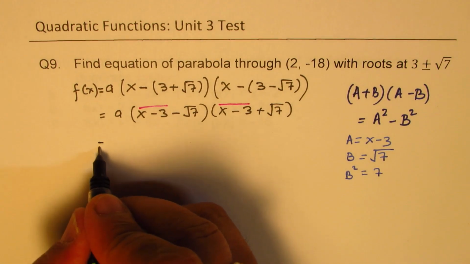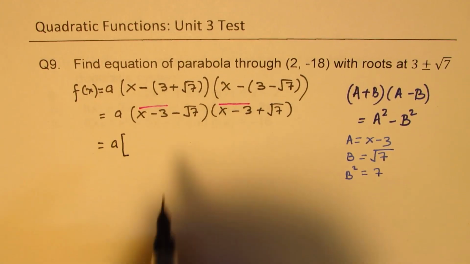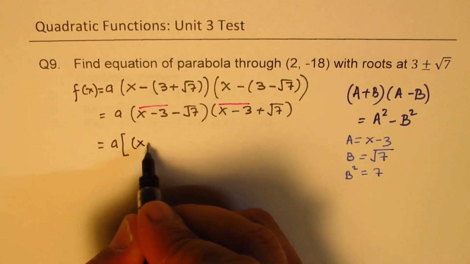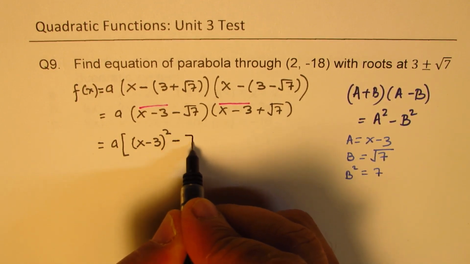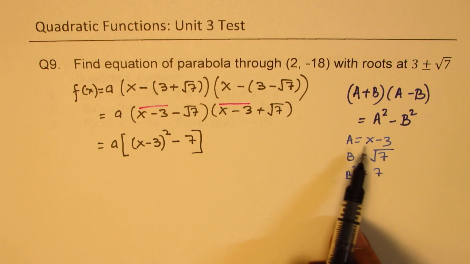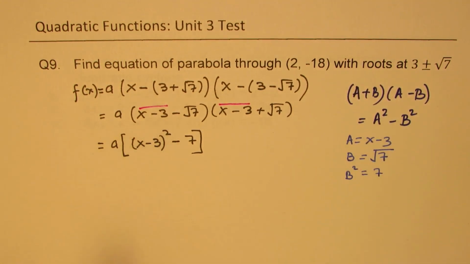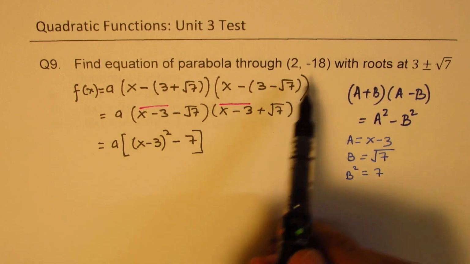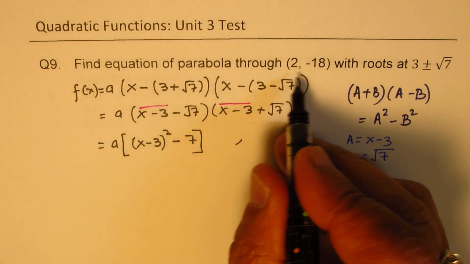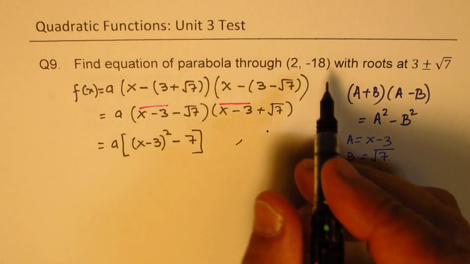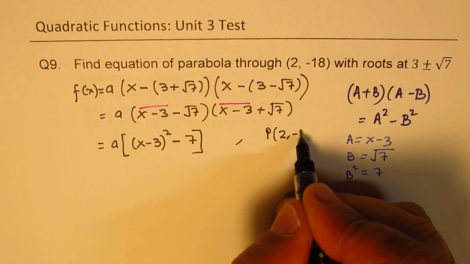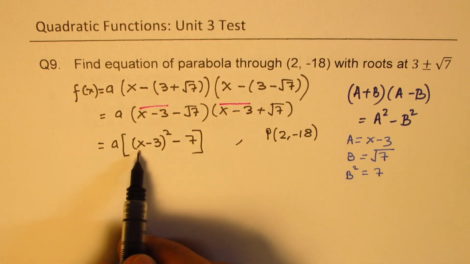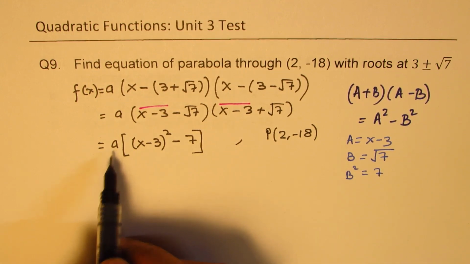So when you open, you get a times, let me write like this, x minus 3 whole square minus 7. Is that clear to you, right? So a square minus b square, correct? Now we are also given that it goes through the point 2, minus 18, right? So we have a point through which it goes, which is 2, minus 18. So I'll substitute this point at this stage to find the value of a, right?